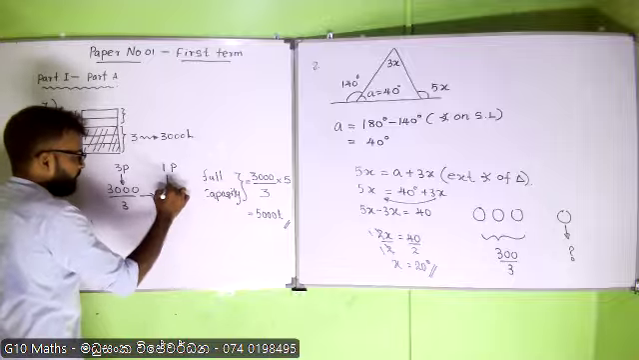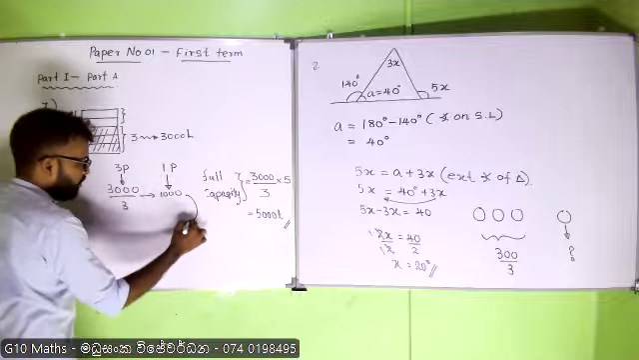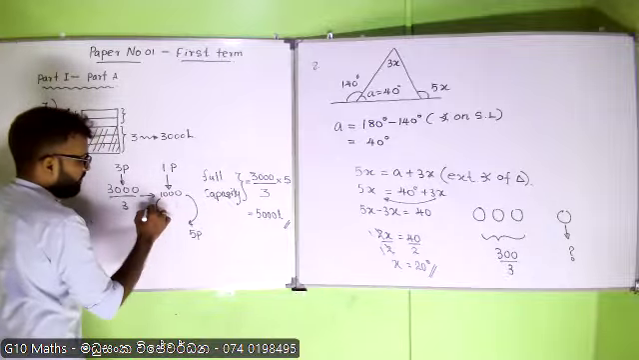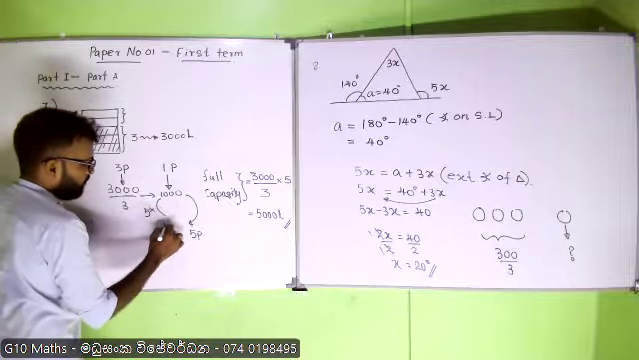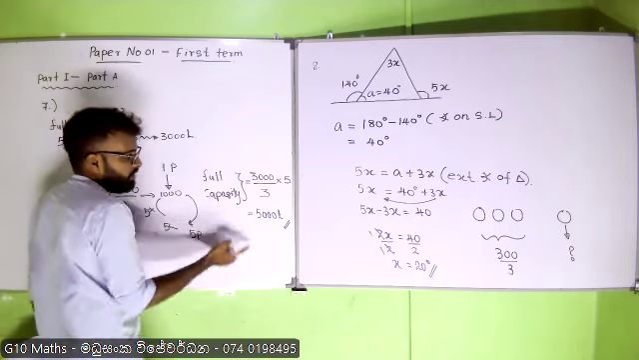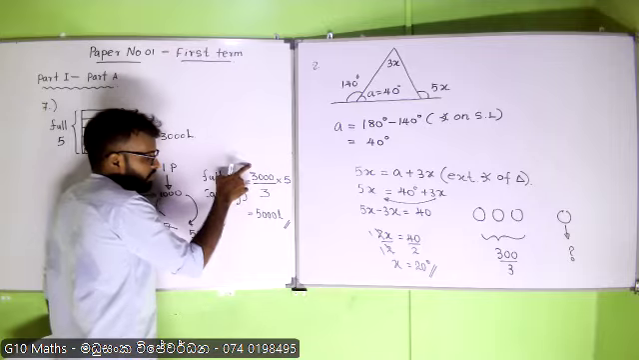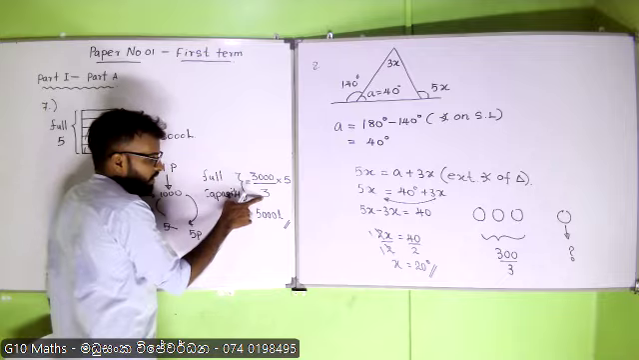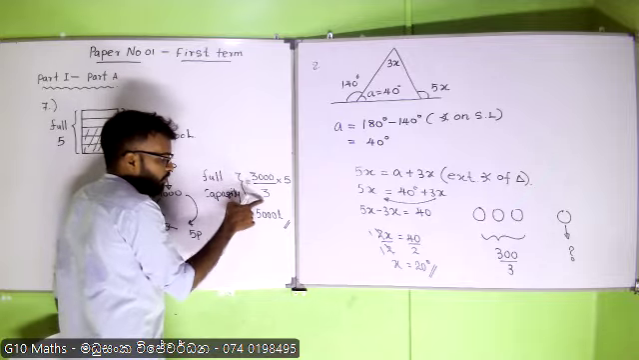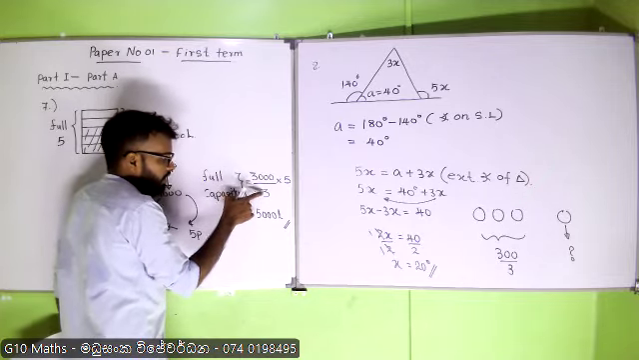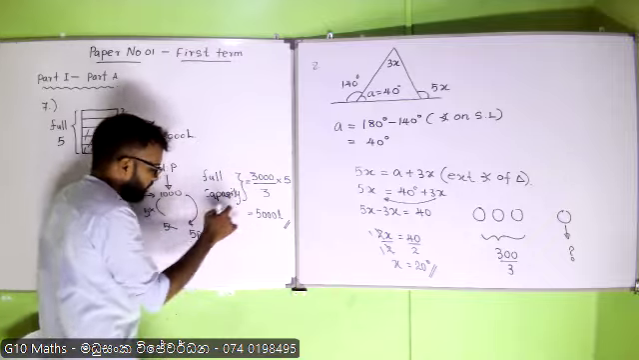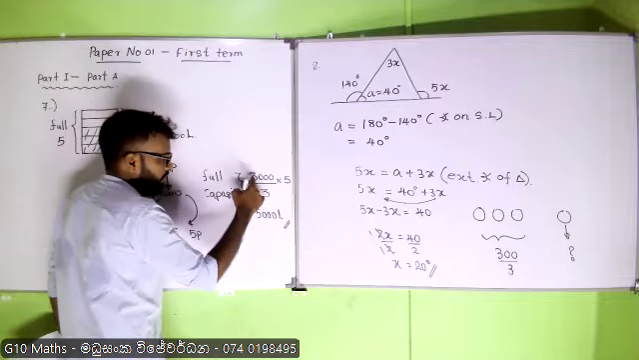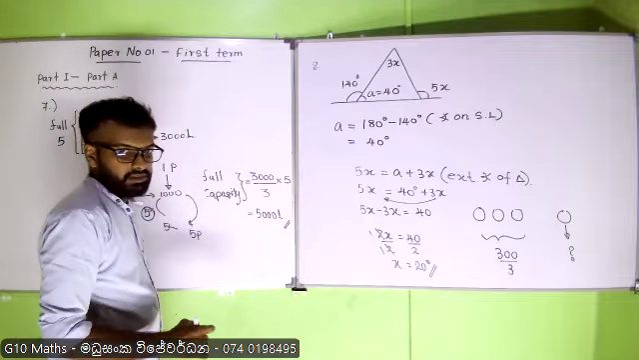If one part is 1000, then how are we going to find for 5 parts? Multiply this by 5. So 5000 liters. So there are 3000 liters in 3 parts. You have to find the capacity for one part, 3000 divided by 3. Then finally you need to find the capacity for 5 parts. You have to multiply it by 5. So 5 into this. Correct?